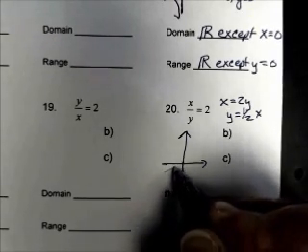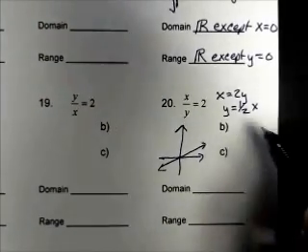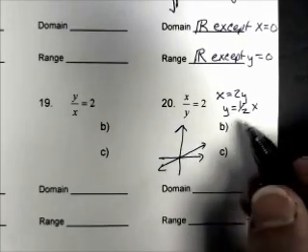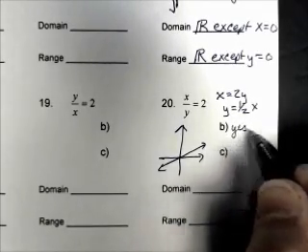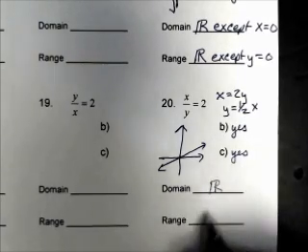It's a line with slope 1 over 2. Is it a direct variation? Yes, because it's a line that passes through the origin. Is it one-to-one? Yes. And our domain and range are still all real numbers.